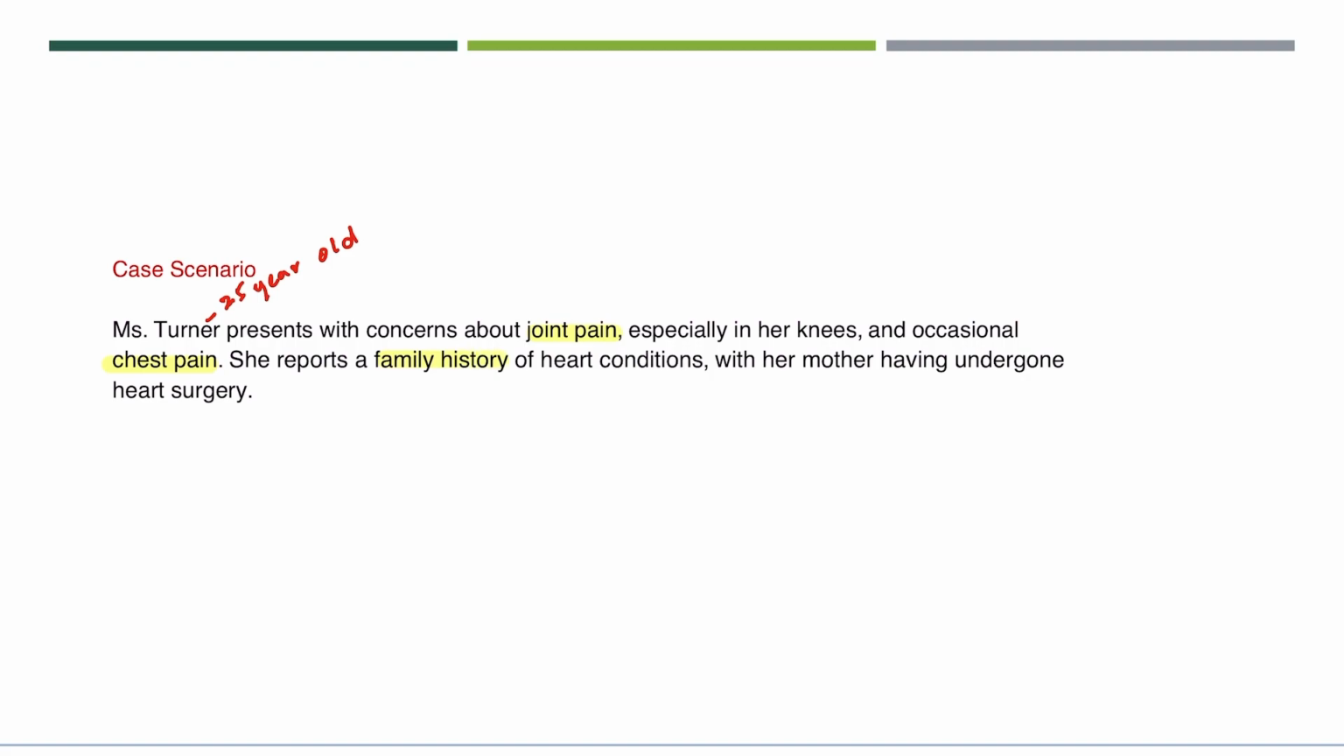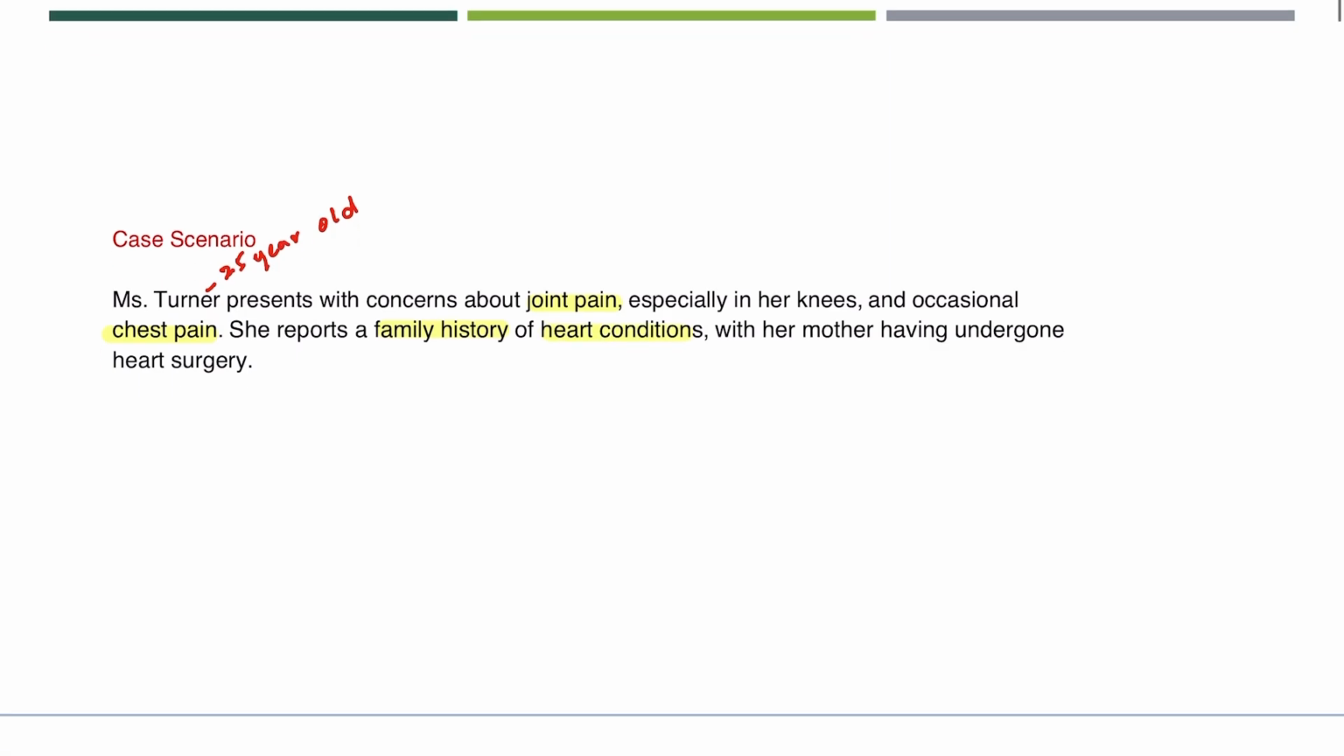Once you see these buzzwords, you start thinking about all the differential diagnoses. Try to make a list in your mind of what could be the possible diagnosis. So she's a young lady and she has a joint pain, there's some chest pain, and there's some family history of heart condition. Okay, so let's move on.